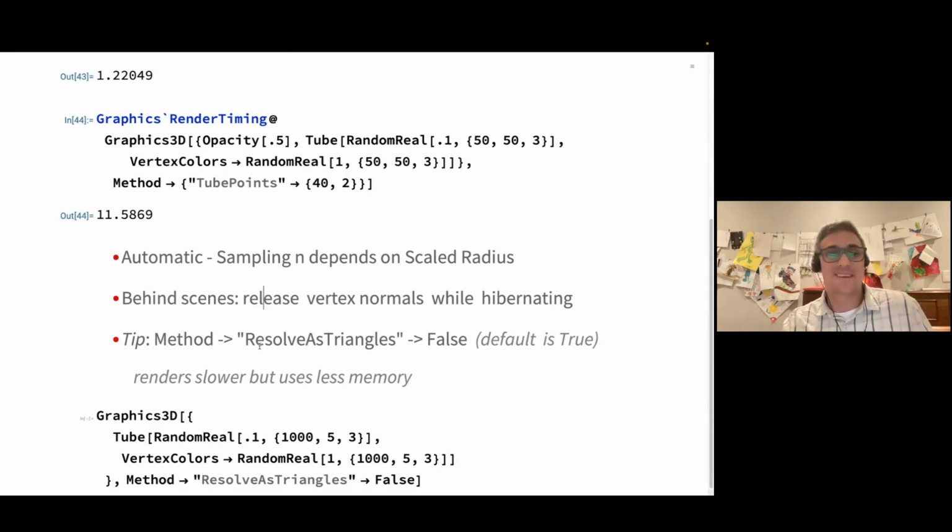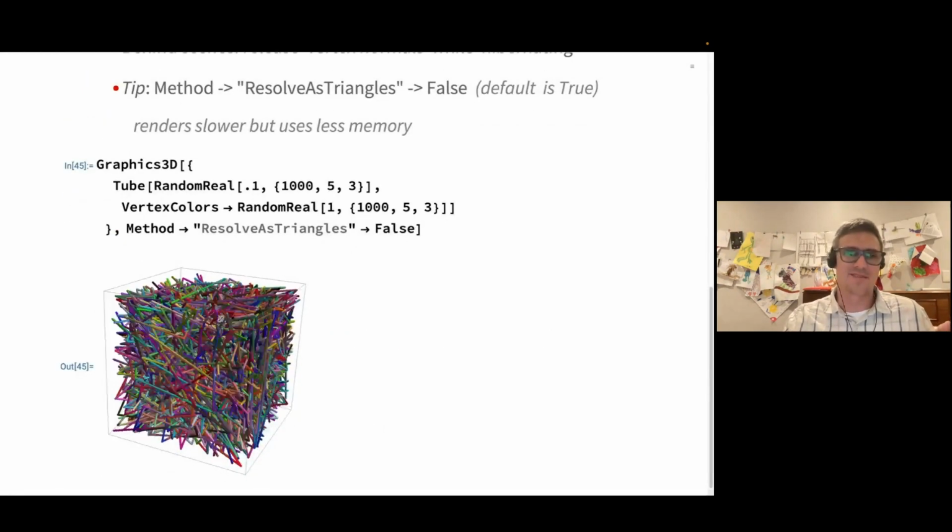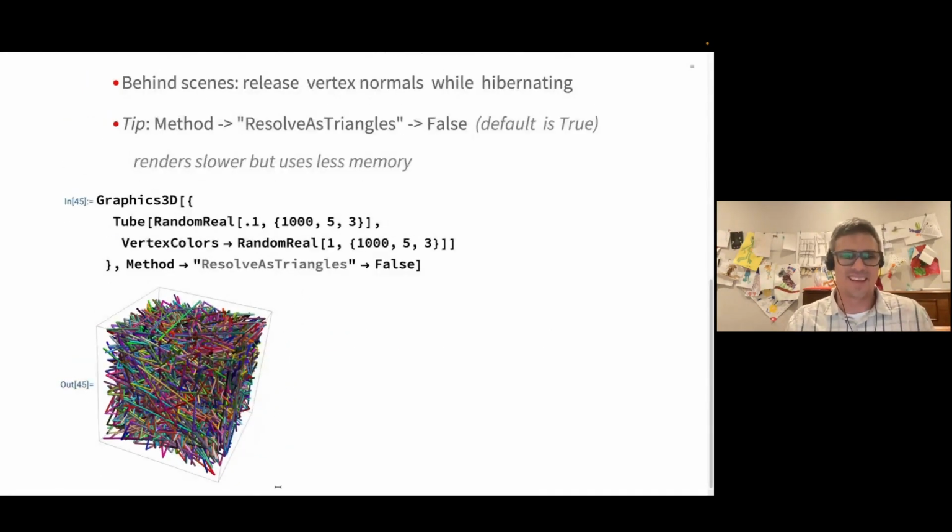There's one other tip that one can use as well to reduce memory, such as in this example, and there's a method option called ResolveAsTriangles. What this does is, when the tubes are being rendered, we'll often cache the triangles to try to accelerate the rendering of it, so when it comes to drawing them over again. If you set this to false, it won't cache that. And that can, for instance, in that example from the community post, reduce the memory a lot.